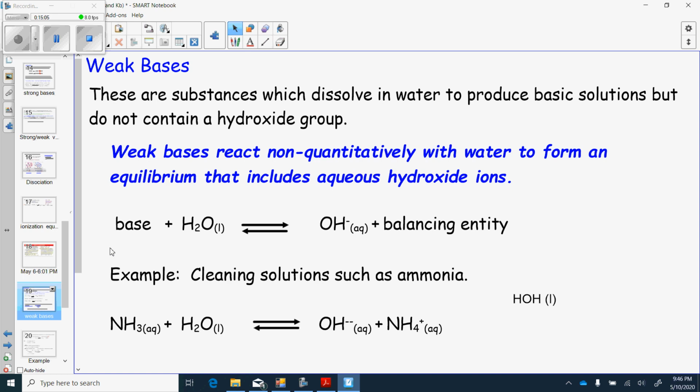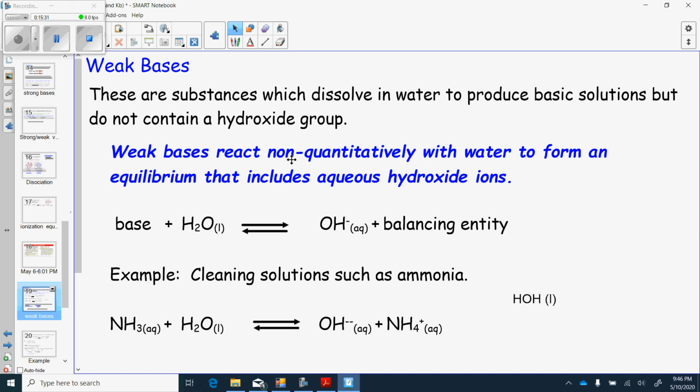But weak bases, how are weak bases going to create OHs? Because remember, that's what a base is. A base is when the OH concentration is a lot higher than the H plus concentration. So these are substances which dissolve in water to produce basic solutions, but do not contain a hydroxide ion. So they're sneaky. Sometimes we don't recognize them. And a very common one is ammonia, right down here.